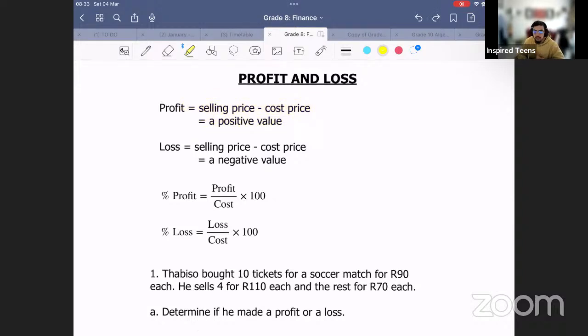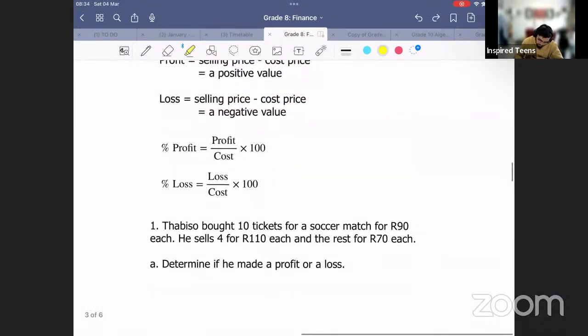However, if you make a loss, now there's numerous times when you can make a loss. Like for example, if you buy a product and you can't sell it, you're struggling to sell the product, so eventually you put it for a very low price and then it sells. In that case you make a loss. So selling price minus cost price, same formula, but in this case you're going to get a negative value because you actually lost money, right?